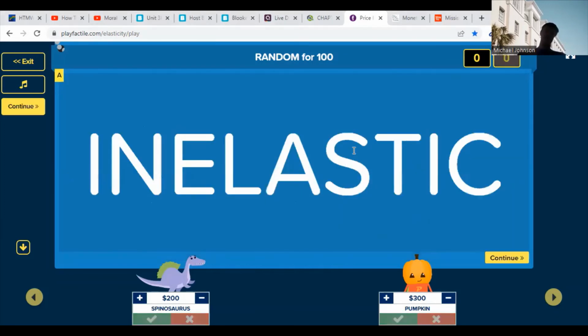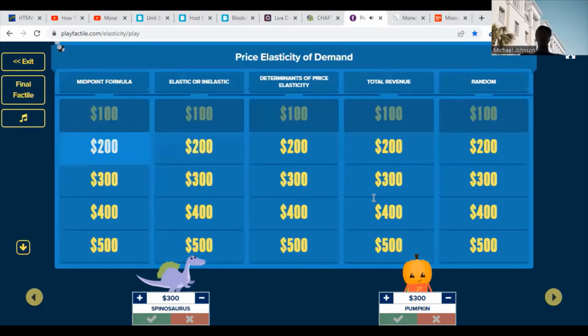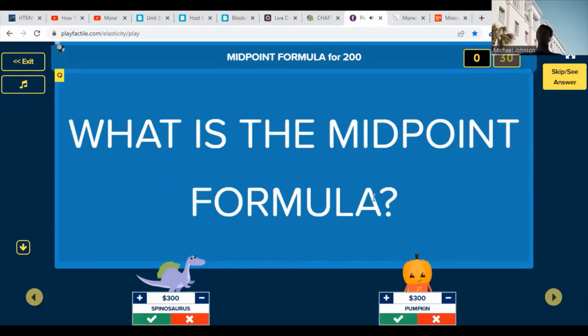Christopher, inelastic. So good job on that, that's great. And what is the midpoint formula?